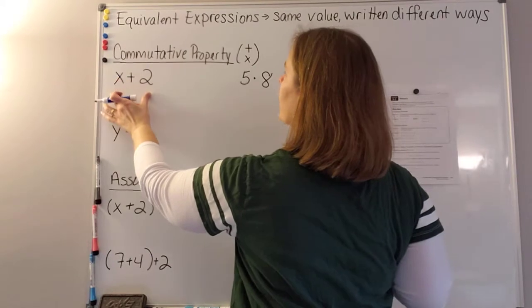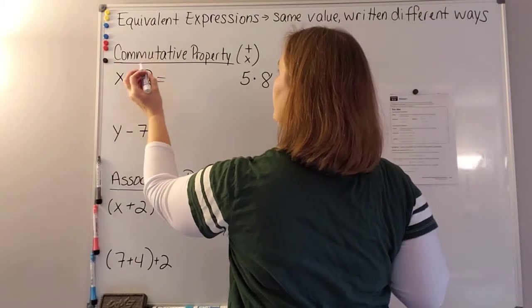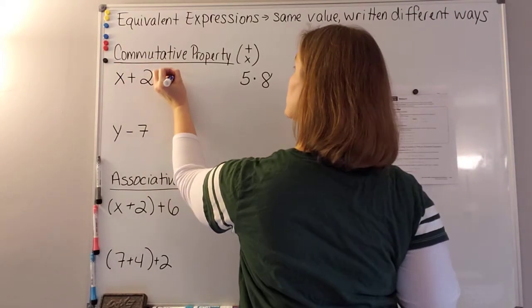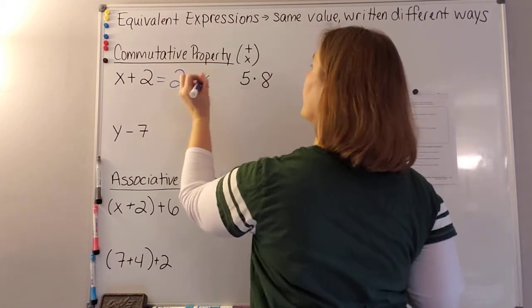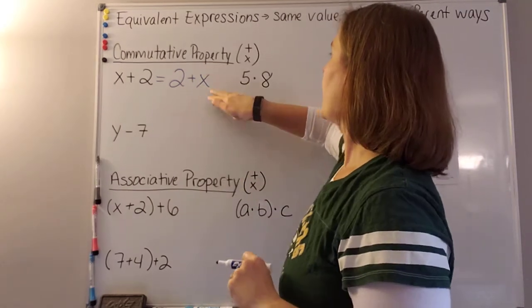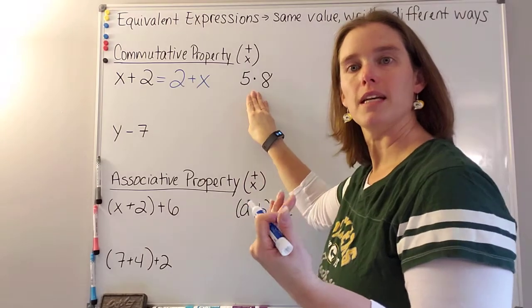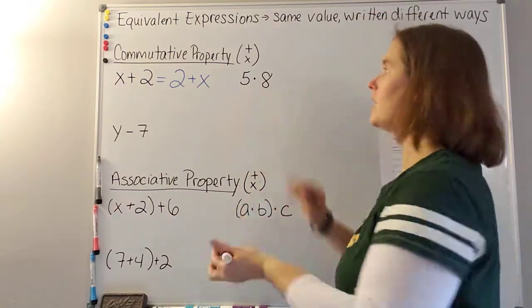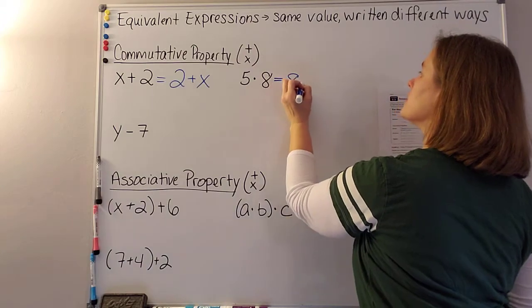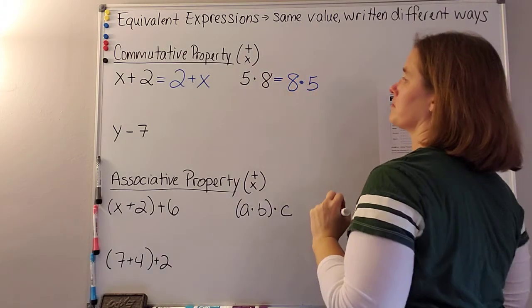So in this one, x plus 2, the equivalent expression is to flip-flop the order and have 2 plus x. Or for multiplication, 5 times 8. The equivalent expression is 8 times 5.